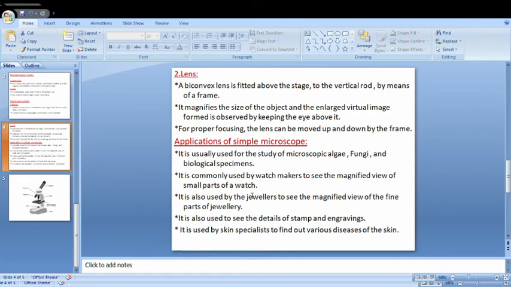Hence it is also used in jewelry shop to see the finer parts of jewelry to see if there is any damage to it and fix it. And it is used in details of stamp and engravings. It is used by dermatologists to find out various diseases of the skin.